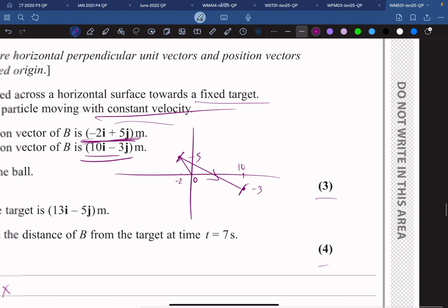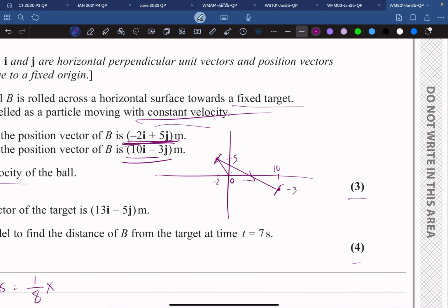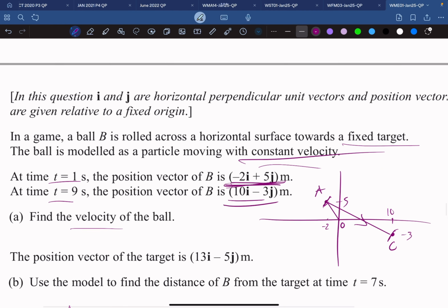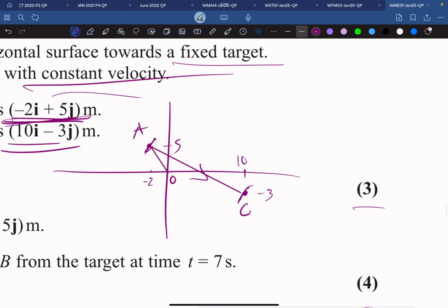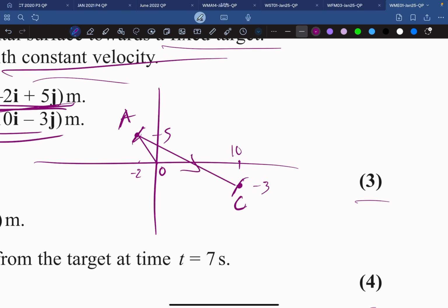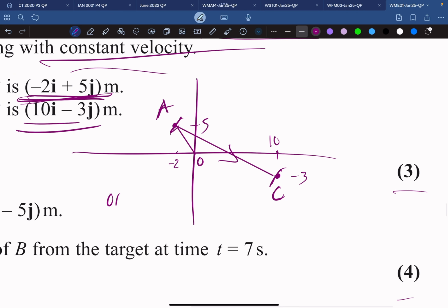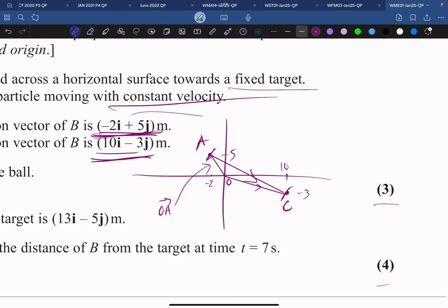This is the origin, and this is minus 2i plus 5j. So like, let's say this is A, and let's say this is C. We can't call that B, well, because this is just a ball B. That would just be confusing. So let's call this point C and call this point A. So OA is the vector minus 2i plus 5j, okay? This is OA. And this is our final position vector, OC, which is 10i minus 3j. Okay, this is OC. Now what we're worried about is AC. This is what we need.